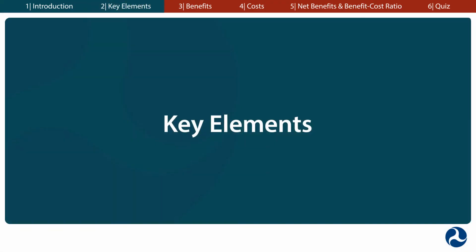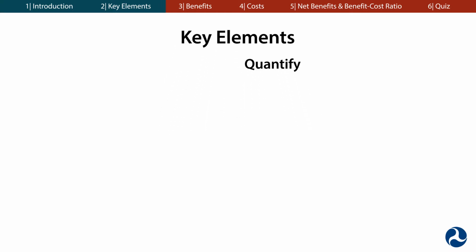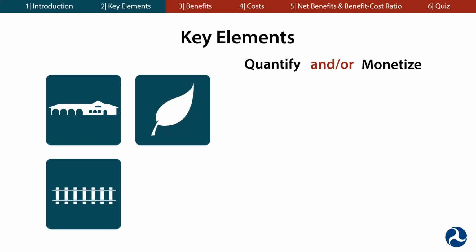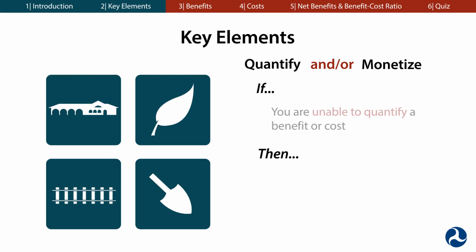Let's begin by going over some of the key elements that comprise a benefit cost analysis. To develop a BCA, you should quantify and/or monetize all potential benefits and costs of a project. If you are unable to monetize certain benefits or costs, you should attempt to quantify them. If you are unable to quantify a benefit or cost, you should describe it qualitatively.